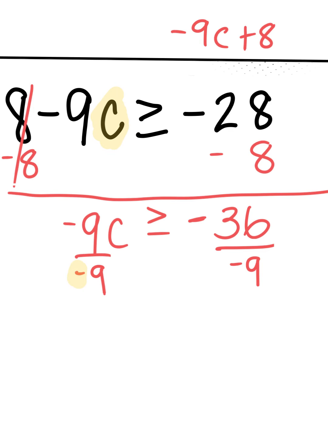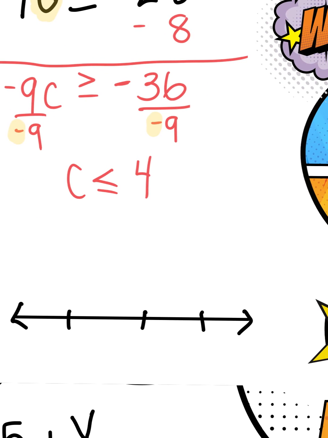So when you divide by a negative on both sides, the symbol is going to flip. So it's going to be a less than or equal to now. So you get C is less than or equal to positive 4. And as always, we're going to graph that really quick. This time it's a closed circle at positive 4. And less than is going to mean this way.